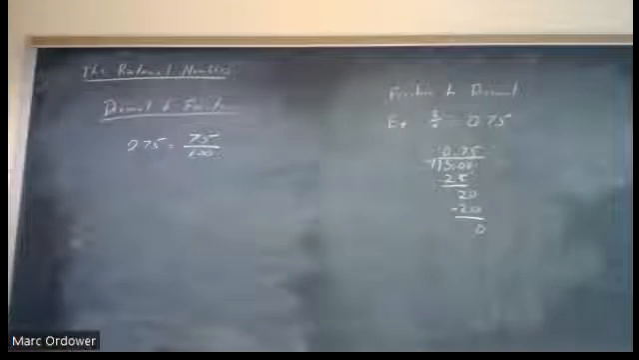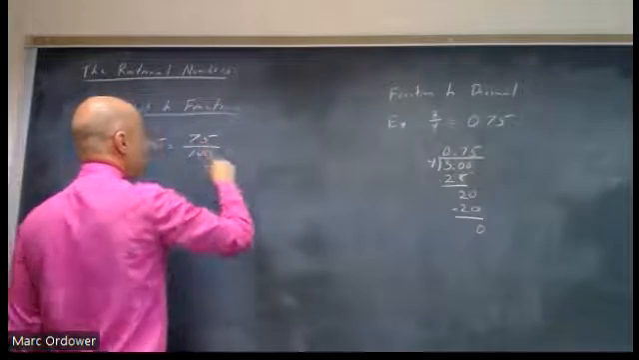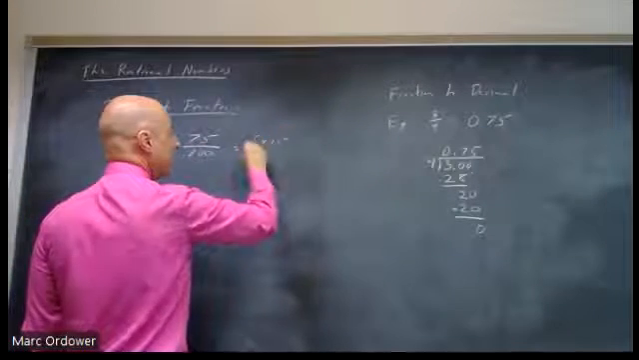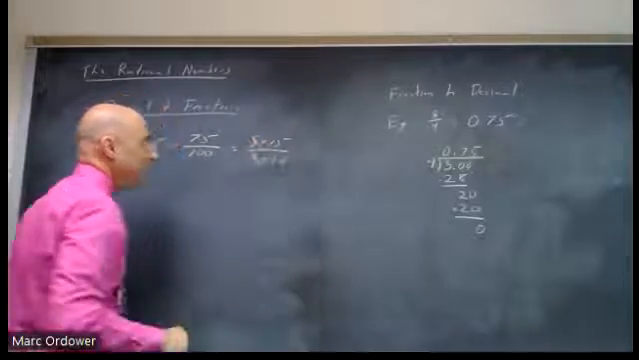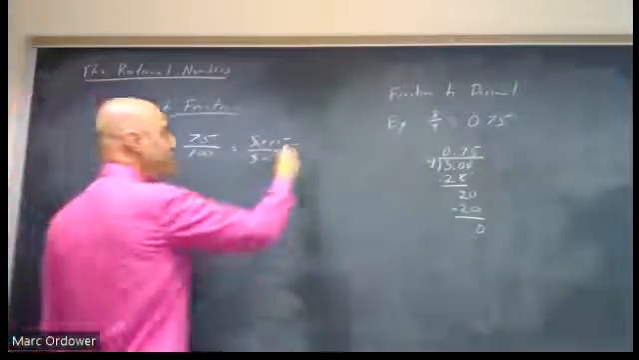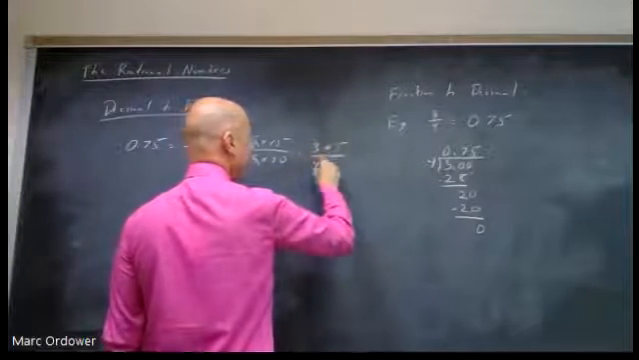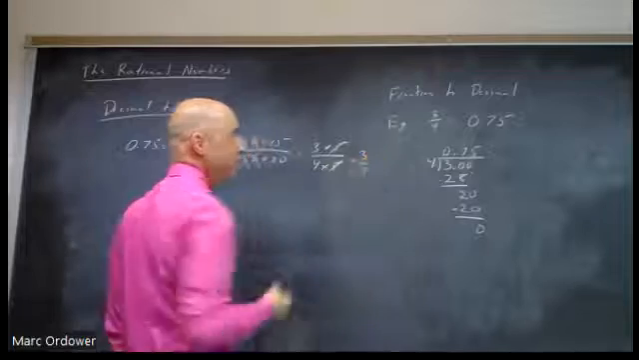Now it's just a matter of getting this in lowest terms. We can divide the top and the bottom. 75 is 5 times 15, and 100 is 5 times 20. We can cancel that 5. 15 is 3 times 5. 20 is 4 times 5. We cancel out the 5s, and we're left with 3/4. We knew that was going to be the answer.